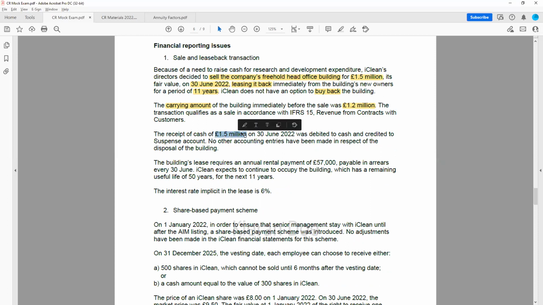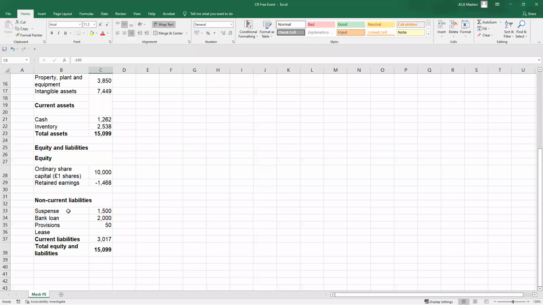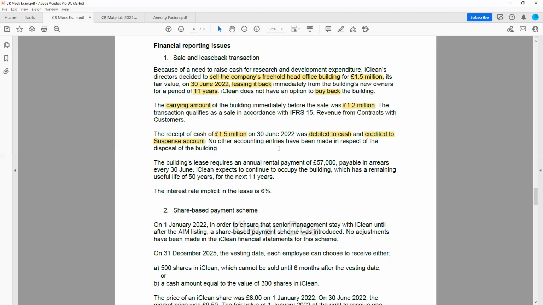So we're told that the receipt of cash of 1.5 million at the year end was debited to cash. So it would be quite rare for them to get the cash entry wrong. Always assume that they've got the cash entry right here. So of course ICAEW has received cash, debit cash, but the credit has gone to the suspense account, which is what we saw on the SFP. So just credited to suspense account. We need to think, where should that credit have gone? Now, other accounting entries have been made in respect of the disposal of the building. So clearly they didn't know what to do with it.